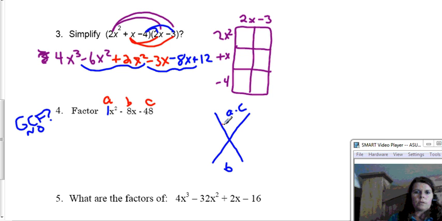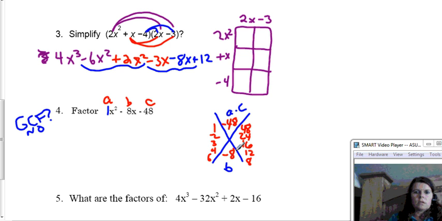So up here we're going to have negative 48. And then down here we're going to have negative 8. So let's look at our factors. We got 1 and 48. We'll deal with the negative signs in a second. 2 and 24. 3 and 16. 4 and 12. 5 doesn't go in. 6 goes in 8 times. 7 doesn't go in, and 8 goes in.